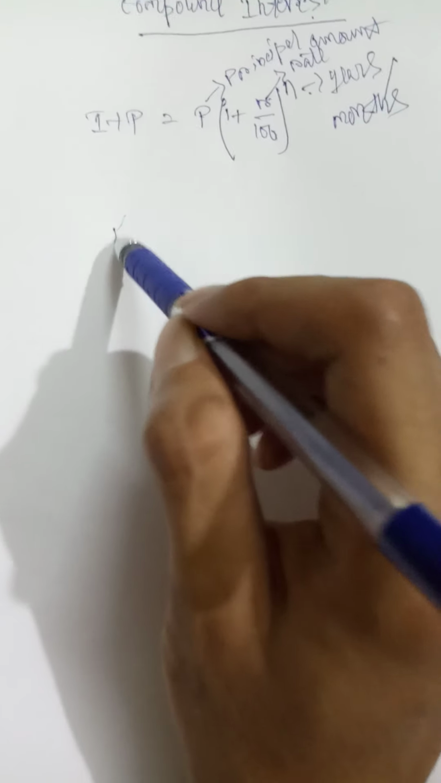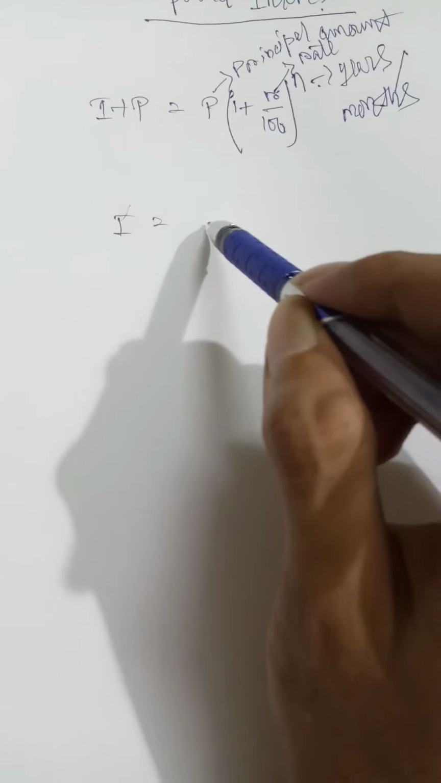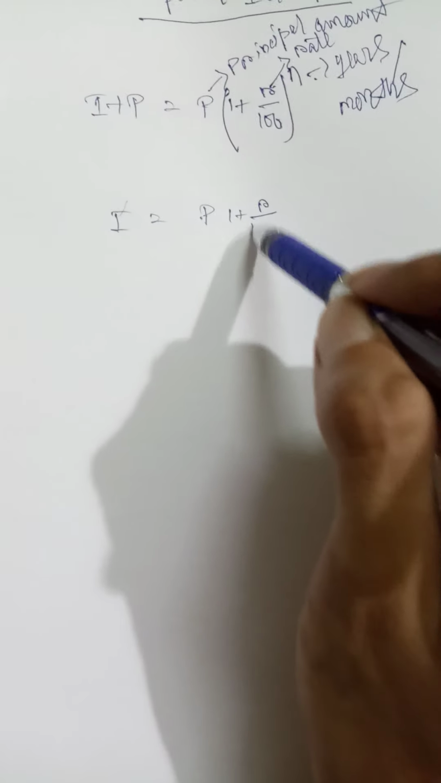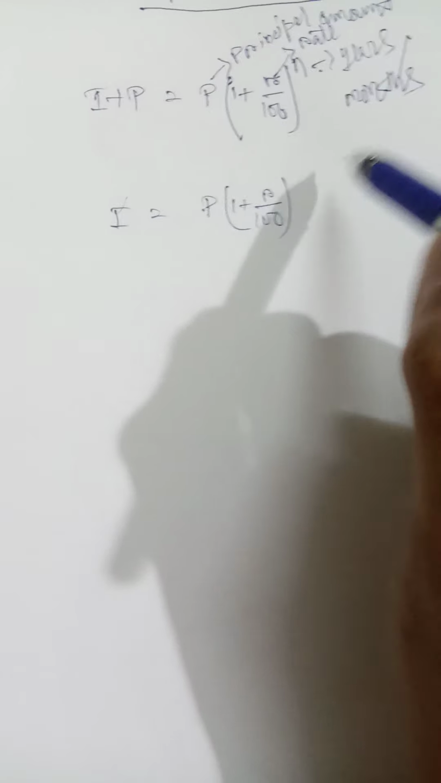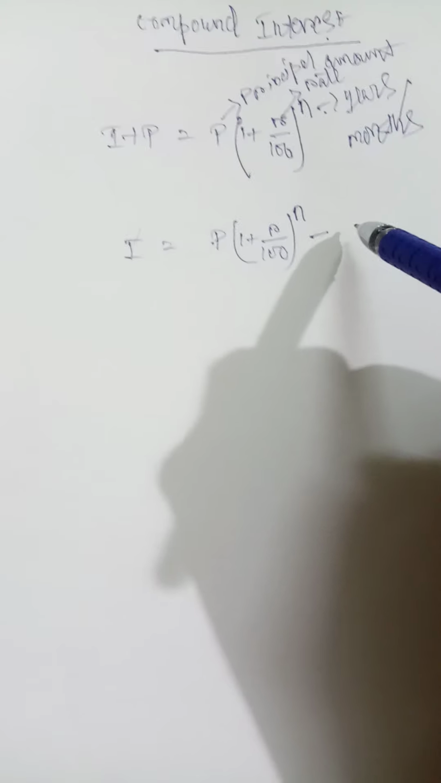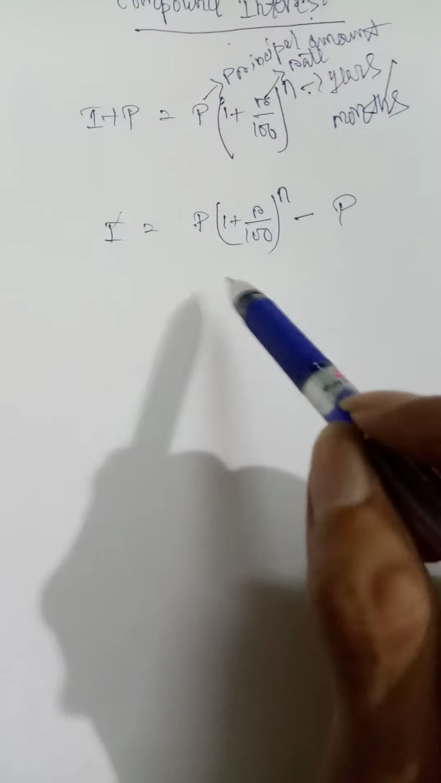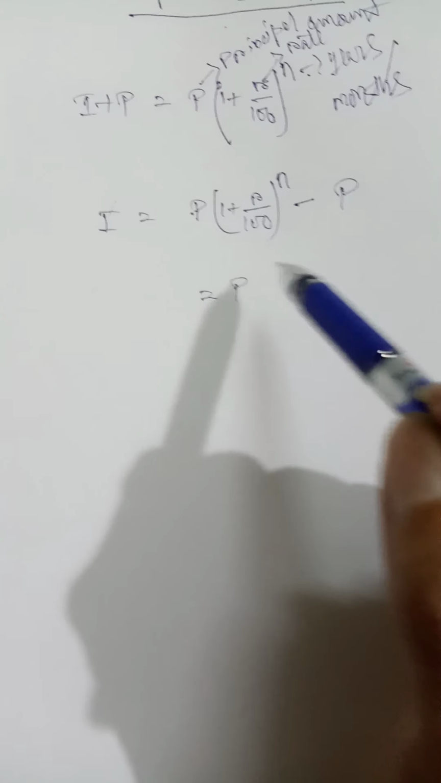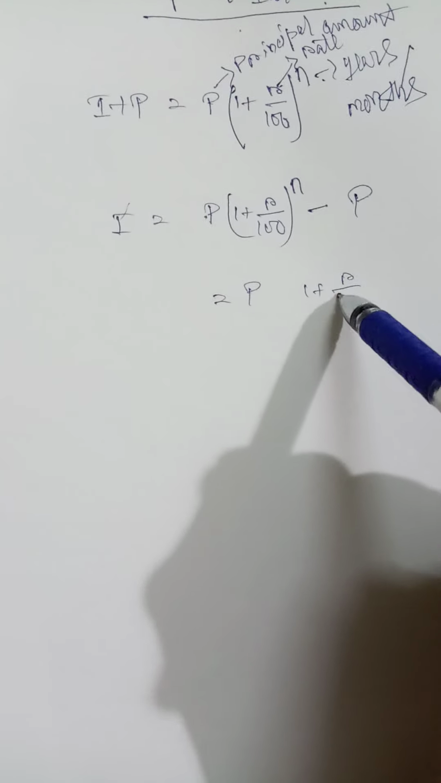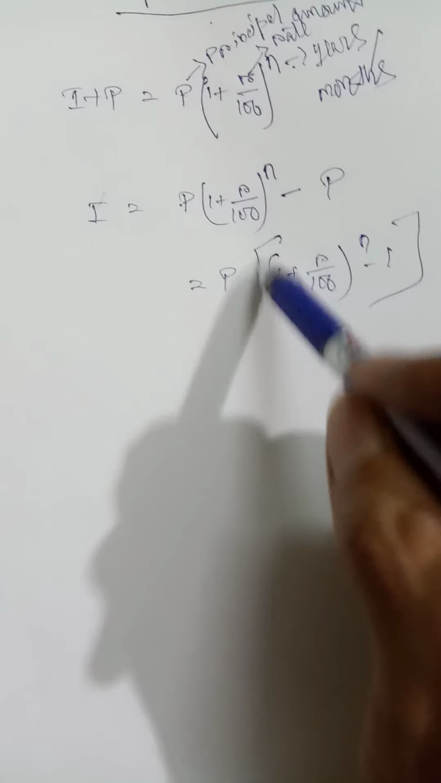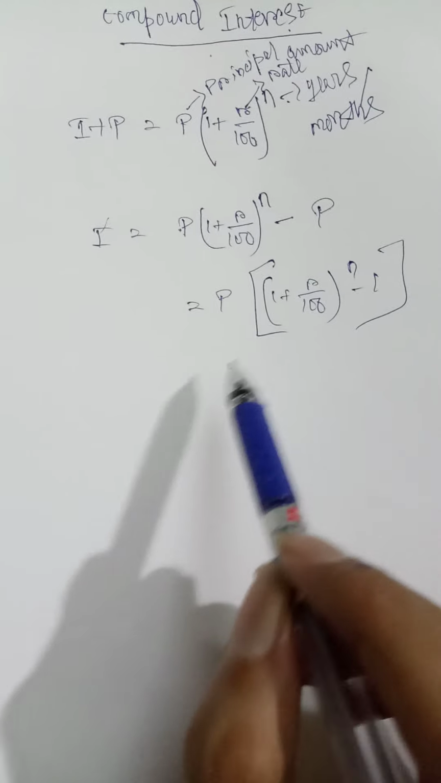So then, if we try to calculate the interest, we will have to subtract the principal amount from the net amount, which is being calculated in a compound way. So here we go. This is how the compound interest is to be calculated.